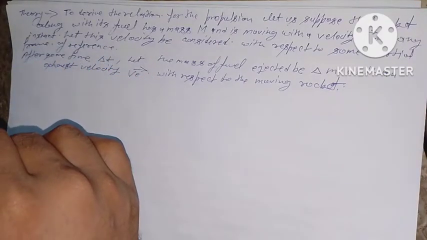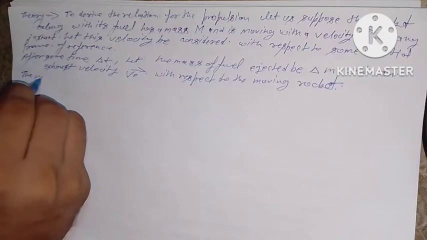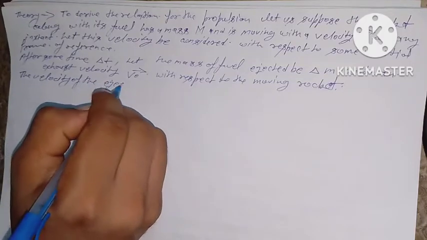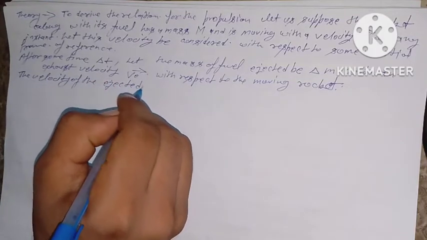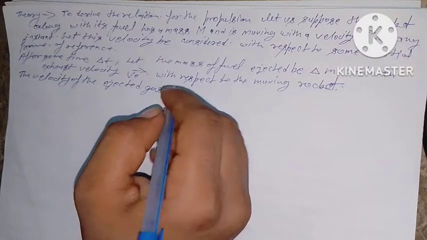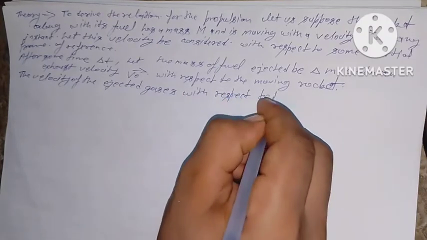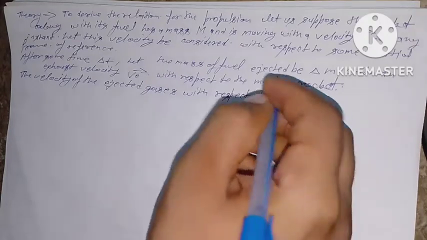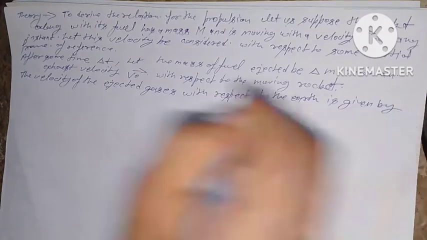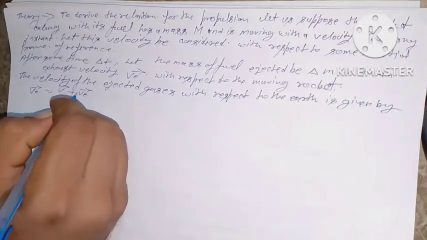The velocity of the ejected gases with respect to the earth is given by v naught vector equal to vector v plus vector ve, okay?